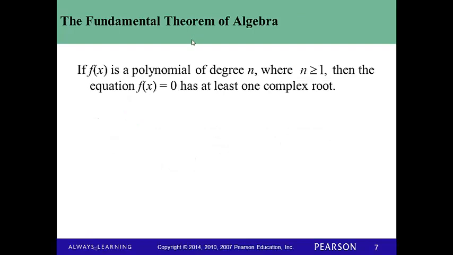And this is the fundamental theorem of algebra. If f of x is a polynomial of degree n, where n is greater than or equal to 1, then the equation f of x equals 0 has at least one complex root. And remember, a complex root is written as a plus bi, where a and b are just real numbers.